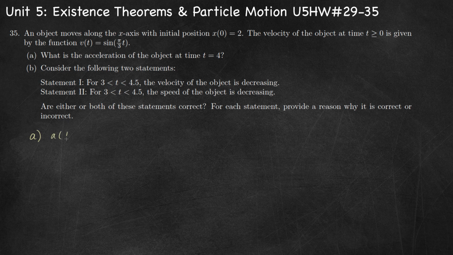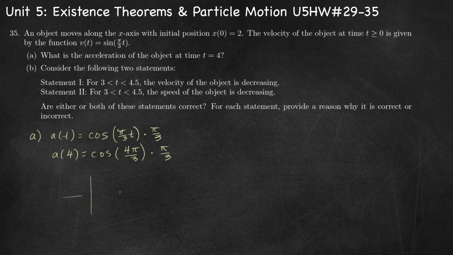So a of t would just be the derivative of sine of pi over 3t. We need to use the chain rule here. Derivative of sine is cosine. So cosine of stuff times the derivative of the stuff, which is just pi over 3. Now the acceleration at time 4 would be the cosine of 4 pi over 3 and then multiplied by pi over 3.